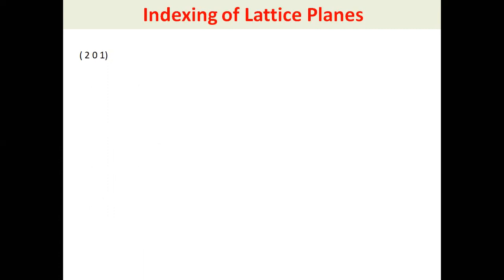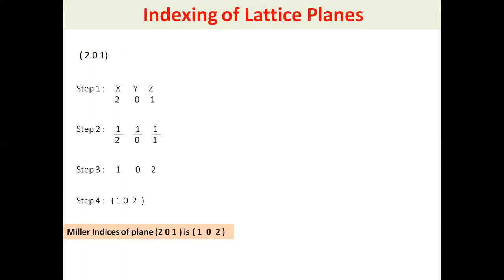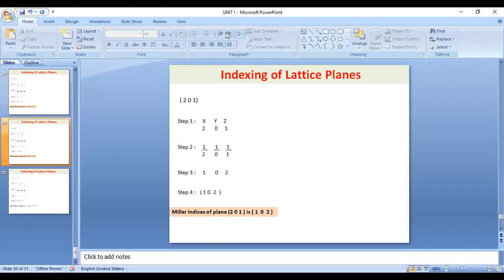Then 201. What is the Miller indices of this plane? 102. Yes, 102. So do you understand how to find out these Miller indices? Yes, sir. Then how to draw these planes? That is very important.